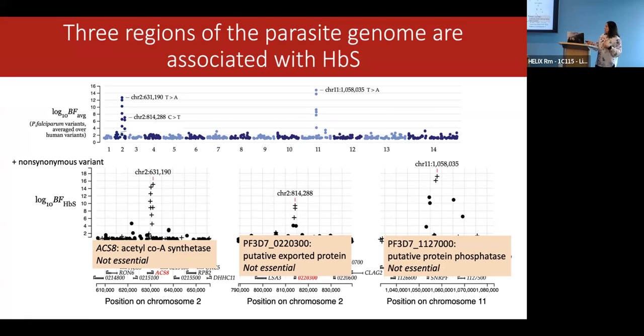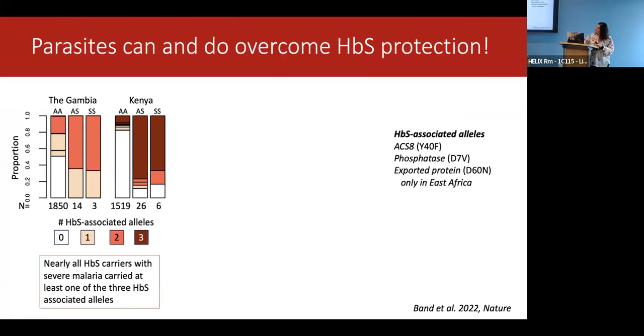So it appears that parasites that carry specific alleles at these 3 genes are enriched, are causing disease in people with the sickle cell allele, but we know almost nothing about what these genes do. They've never been linked to sickle cell before. Okay, so what does this look like? This is what the data actually looks like for this association.